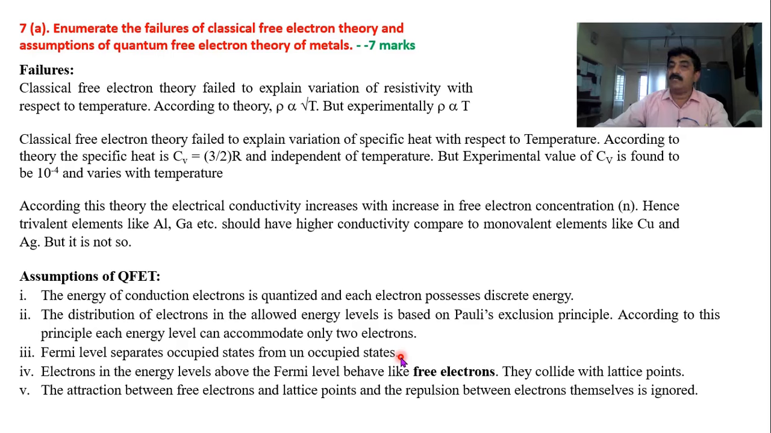Fermi level is the highest occupied level, and electrons above the Fermi level are free electrons and they collide with each other. Attraction between free electrons and lattice points is neglected, and repulsion between electrons is ignored. Attraction between electron and positive ion is ignored, repulsion between electron and electron is also ignored. So these are the assumptions.